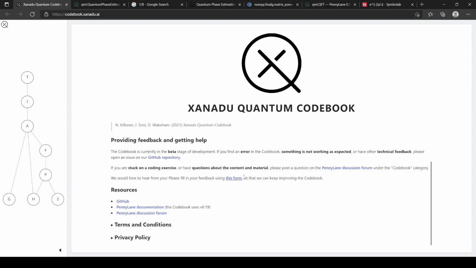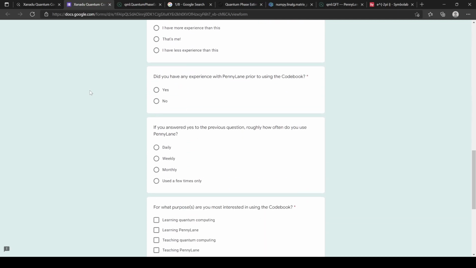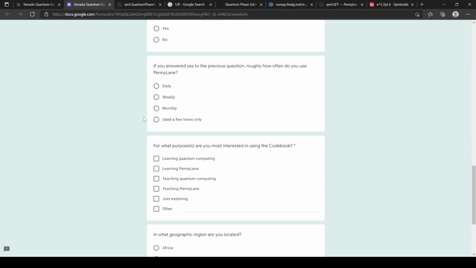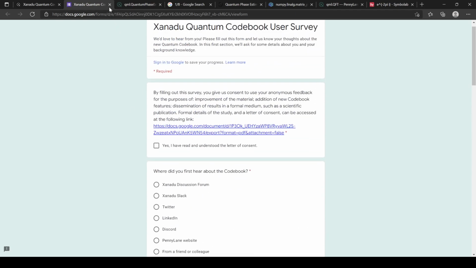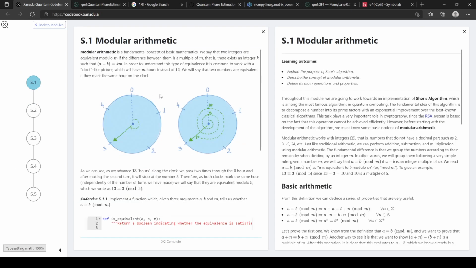Oh, there's a form to fill out. Okay, well, I will fill this out. I will actually provide good information when I finish the code book. All right, Shor's algorithm, 5 parts. We will do that next time. For now, I have procrastinated on homework long enough.